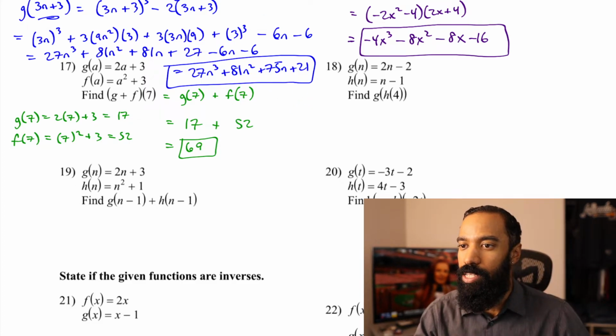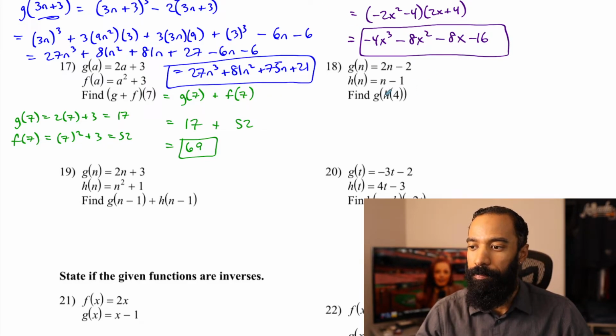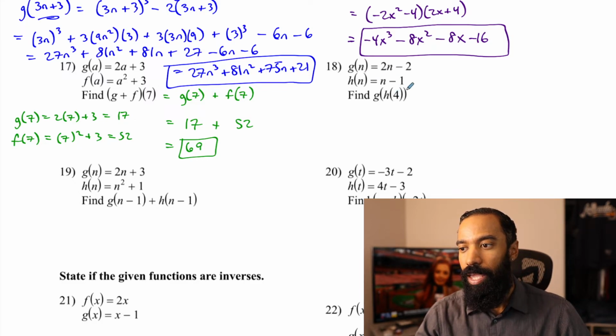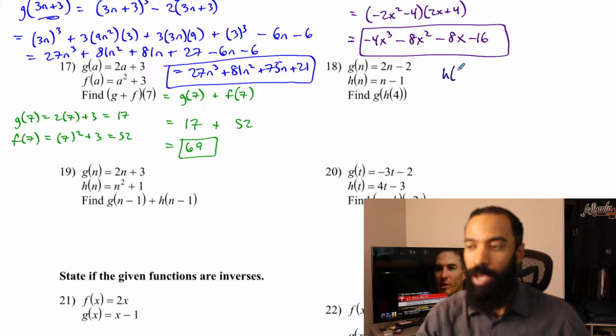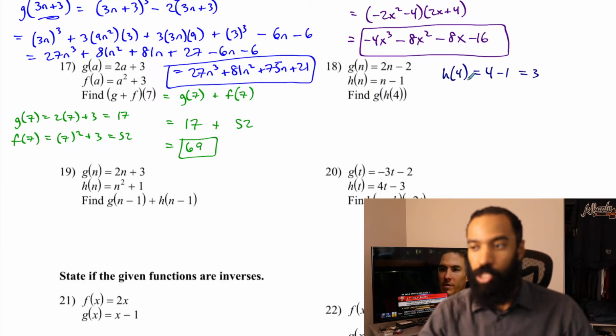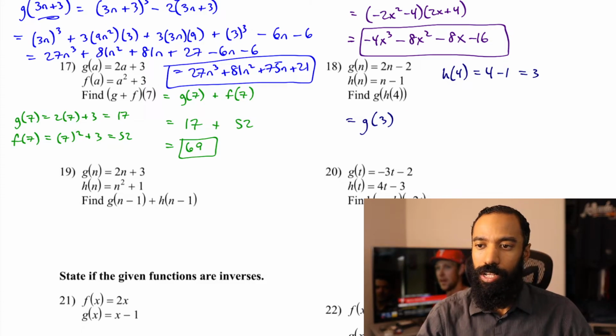All right, number 18. G of H of 4. That's literally what it is, G of H of 4. What you want to do here is, G of H of 4, we've got to take H of 4. We've got to figure out what H of 4 is right here. H of 4 is 4 minus 1, which is 3. So when you're taking G of H of 4, you're taking G of 3.